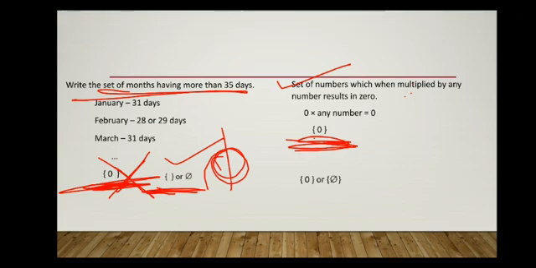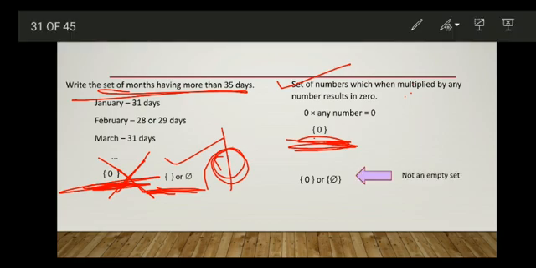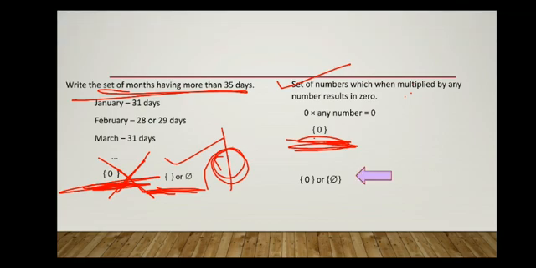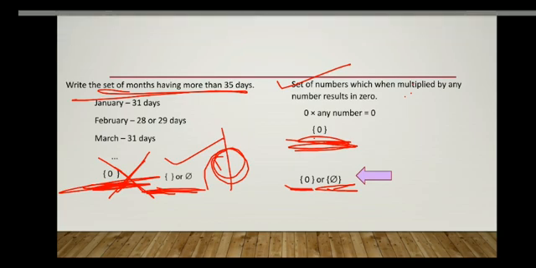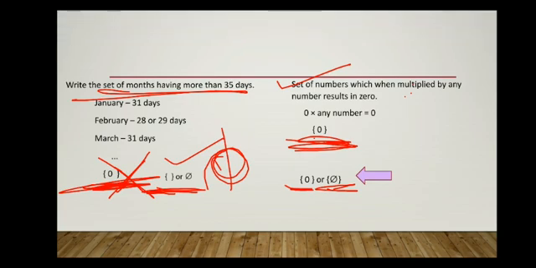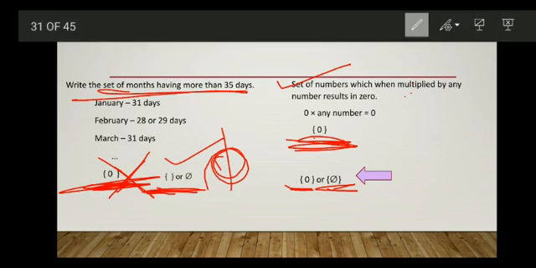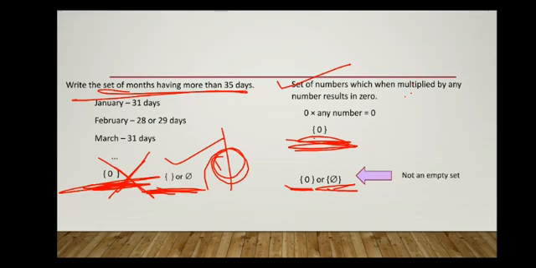If you write like this, it doesn't mean the set is empty. Here it is a set having an element 0, and here it is a set having an element, the empty set. It is a collection of the empty set. These two don't mean it is an empty set. But if you represent it like this, that will be the empty set.